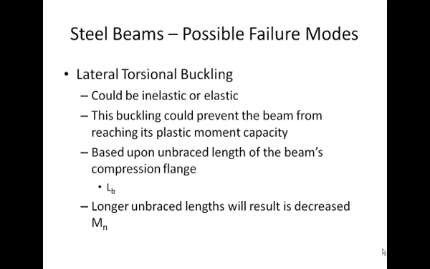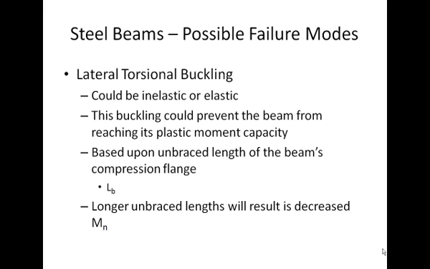The two types of buckling are inelastic lateral torsional buckling, which occurs at higher stresses, and elastic lateral torsional buckling, which occurs at lower stresses and basically means that the beam is behaving elastically, that is, able to return to its undeformed state.